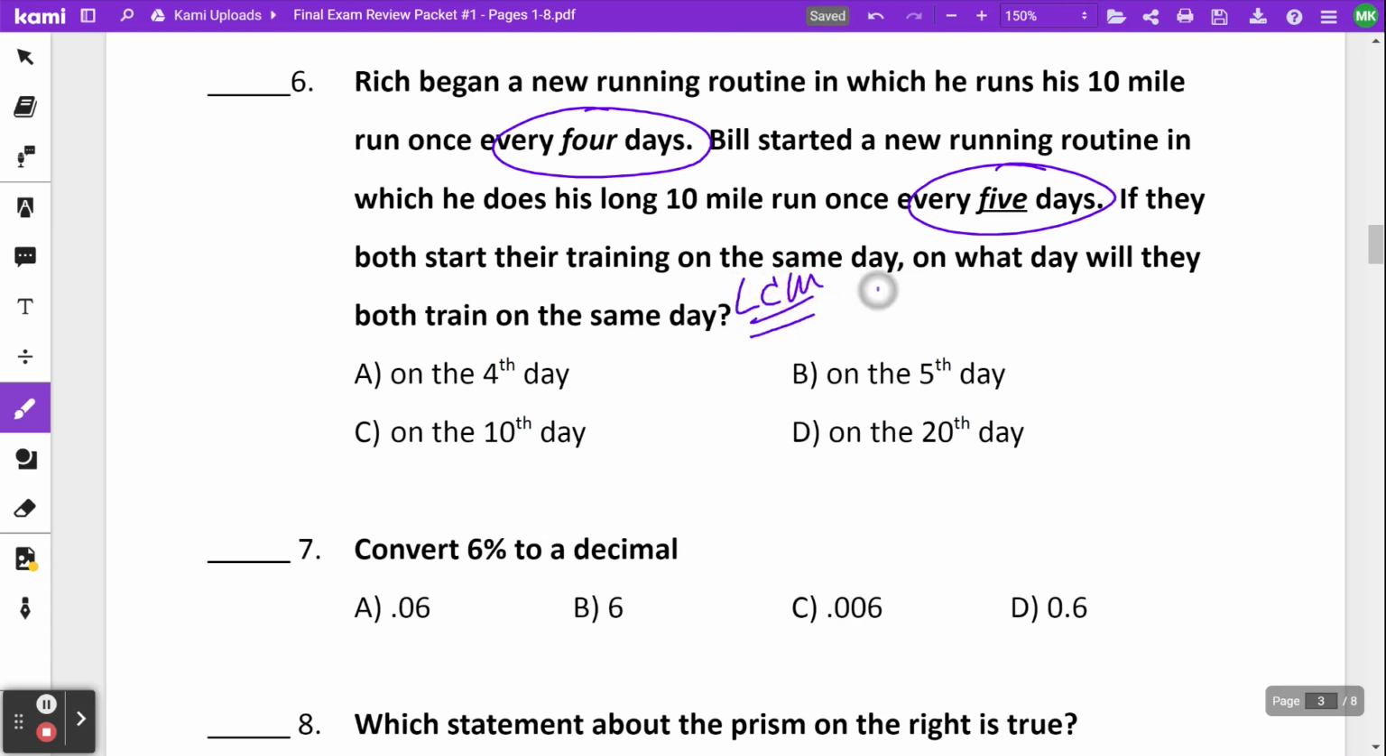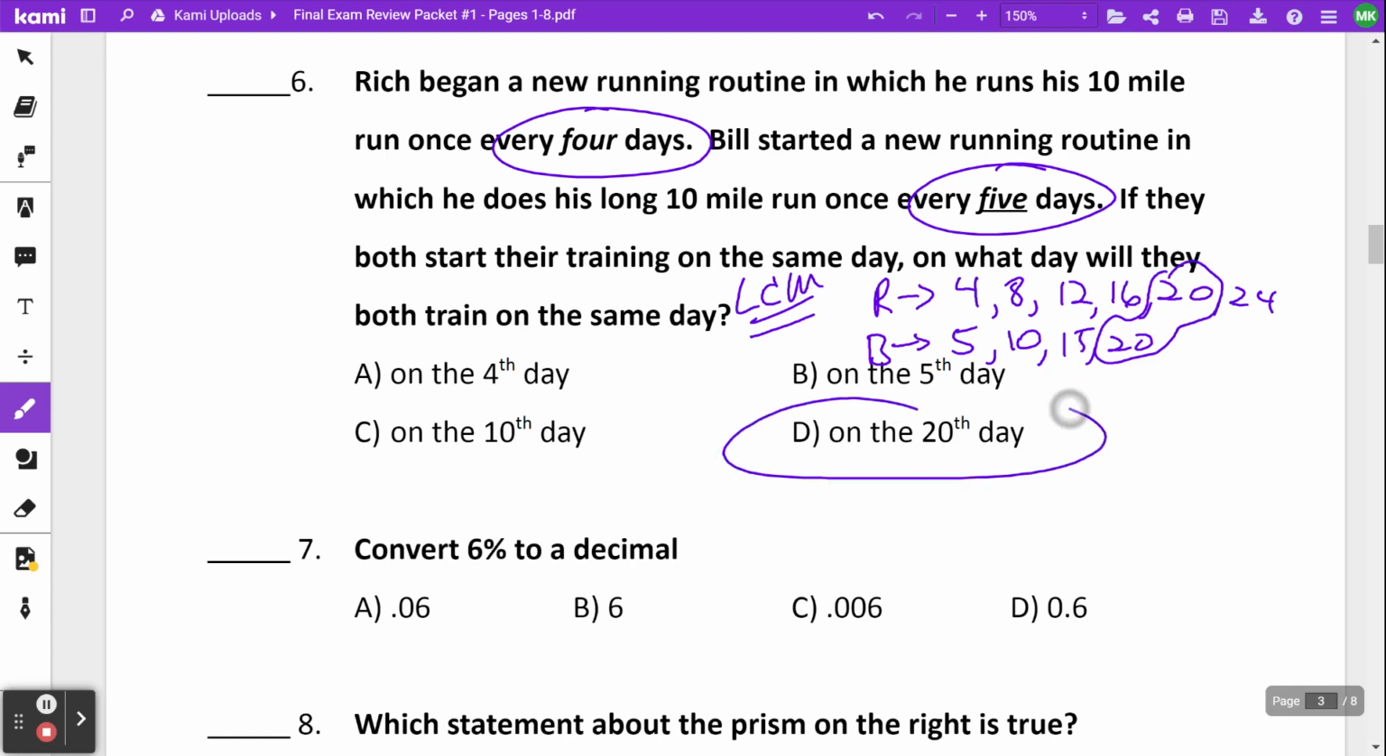So let's see, we have one guy is Rich and we have B for Bill, right? So the next day, he runs every 4 days, he runs every 5 days. So if I just keep on going here, 12, right, 16, 20, right, and so on, right, 24, this guy is 10, 15, oop, there's my 20. So they'll hang out again on the 20th day. There you go, LCM, least common multiple, okay?